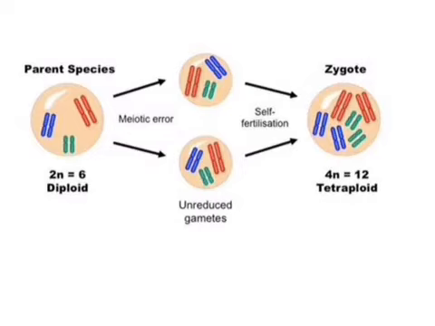Here's an example of polyploidy. We have a parent species with a diploid number of 2n equals 6 chromosomes. There is an error during meiosis, which results in a problem dividing up the chromosomes. This means that the gametes will have the wrong number of chromosomes. If self-fertilization occurs, the plant will then fertilize its own egg and sperm cells, resulting in a tetraploid plant that has 4n equals 12, so twice as many chromosomes as the original parent plant.